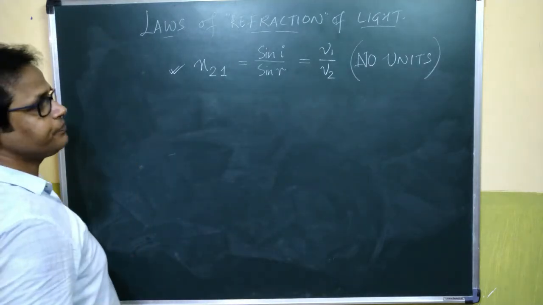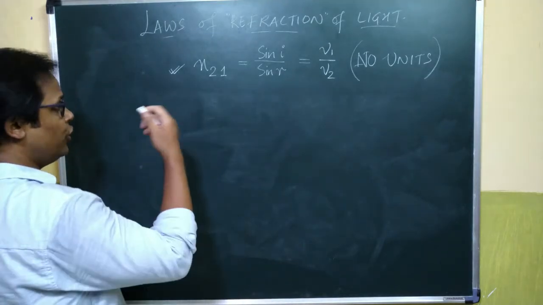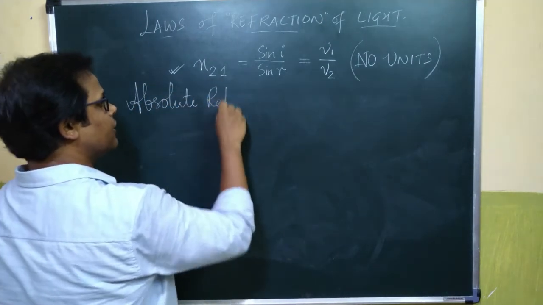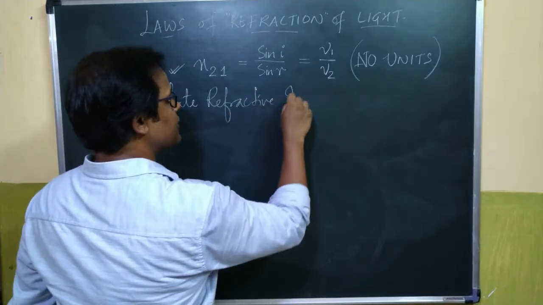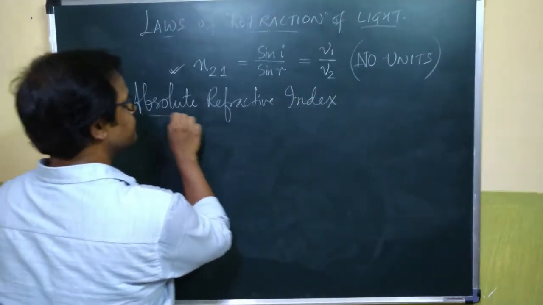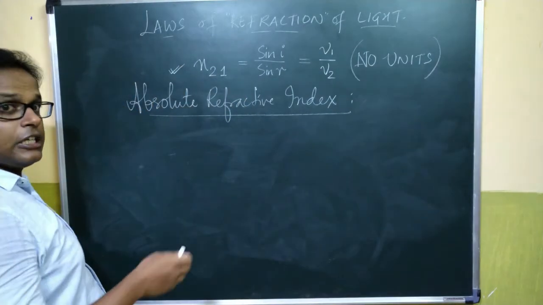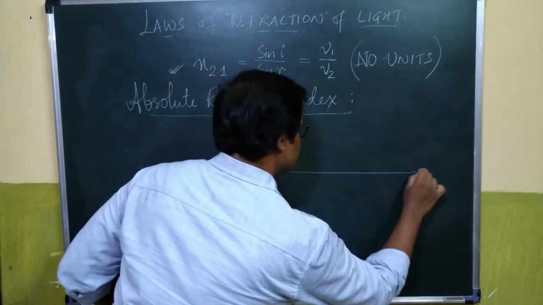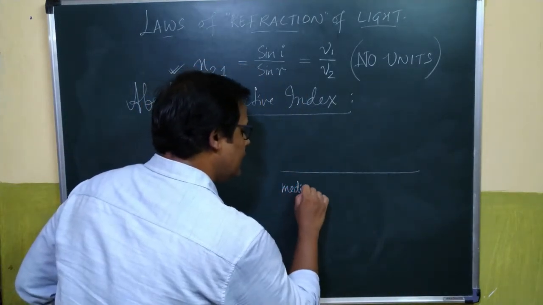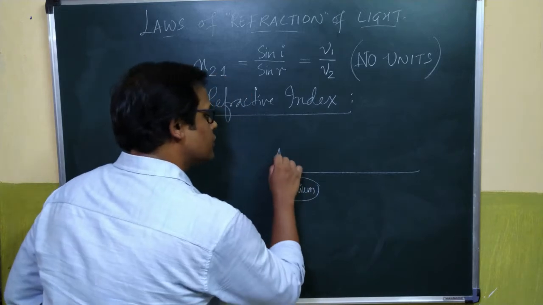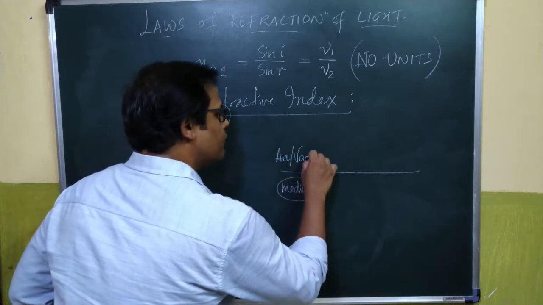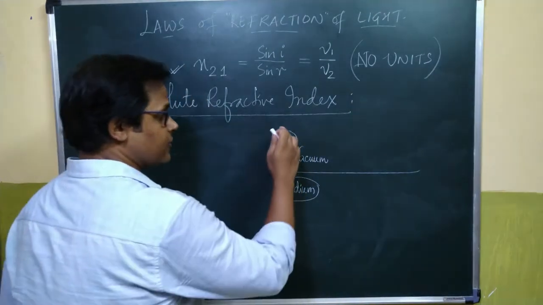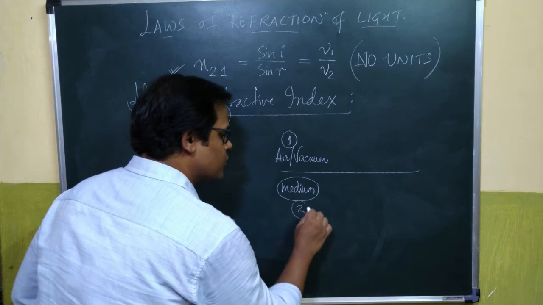All right, good. Now there's a simple new terminology. It is called absolute refractive index. So what is absolute refractive index? Absolute refractive index is the terminology utilized in our discussion when you are measuring the refractive index of any transparent medium with respect to air or vacuum chosen as the first medium. So air or vacuum is chosen as the first medium, the other transparent medium becomes your second medium.